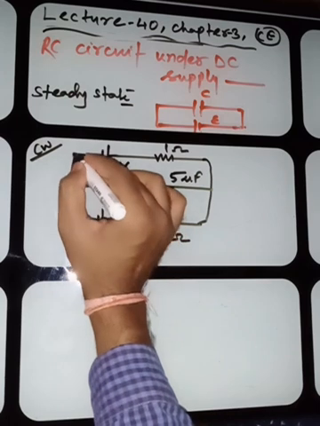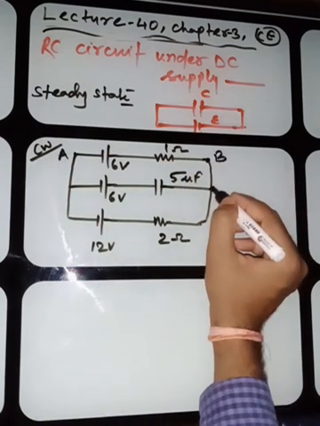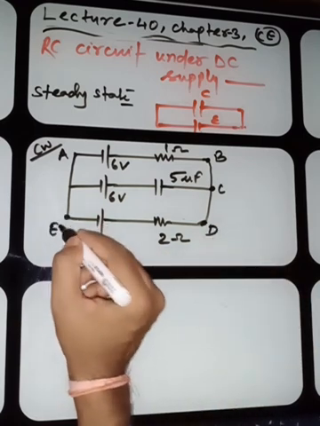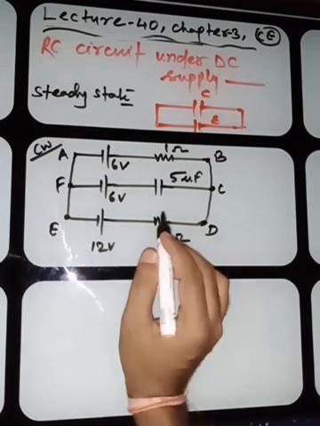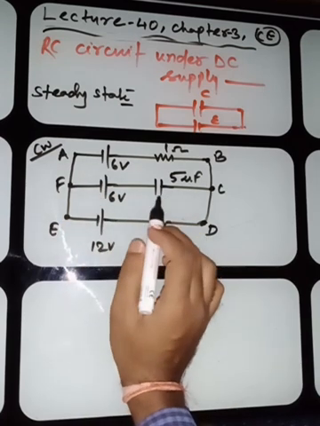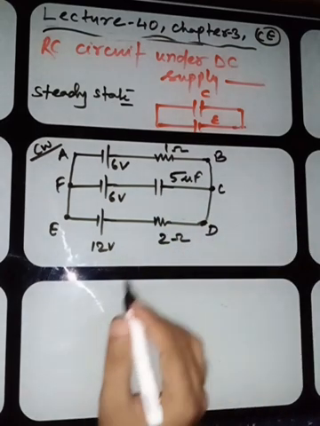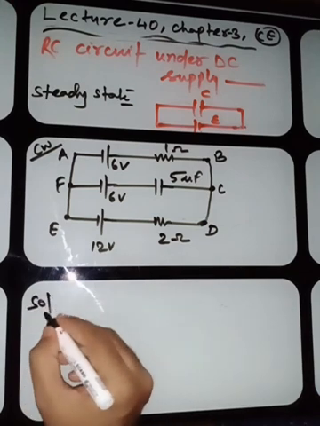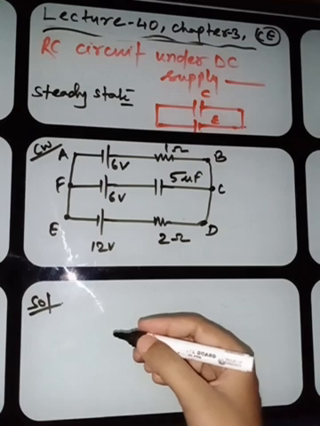Let me write the terminals here: A, B, C, D, E and F. Again, in this question you have to find the charge across this capacitor of 5 microfarad. Okay, pause the video and try to solve. Okay, now look here. Let me solve. First, what do we have to do?